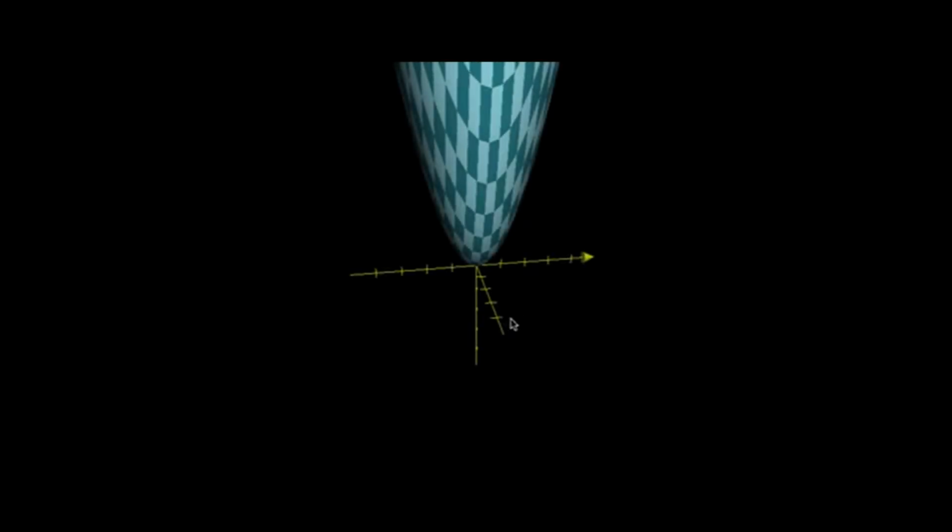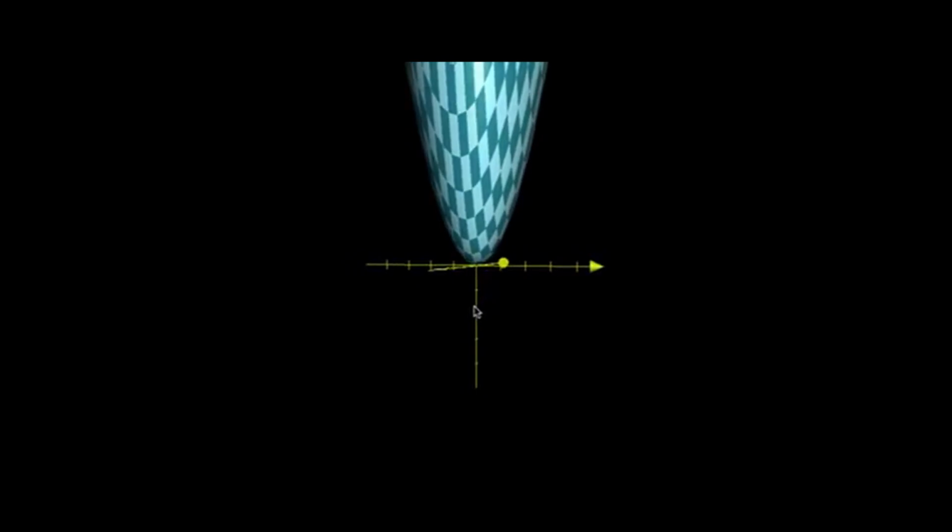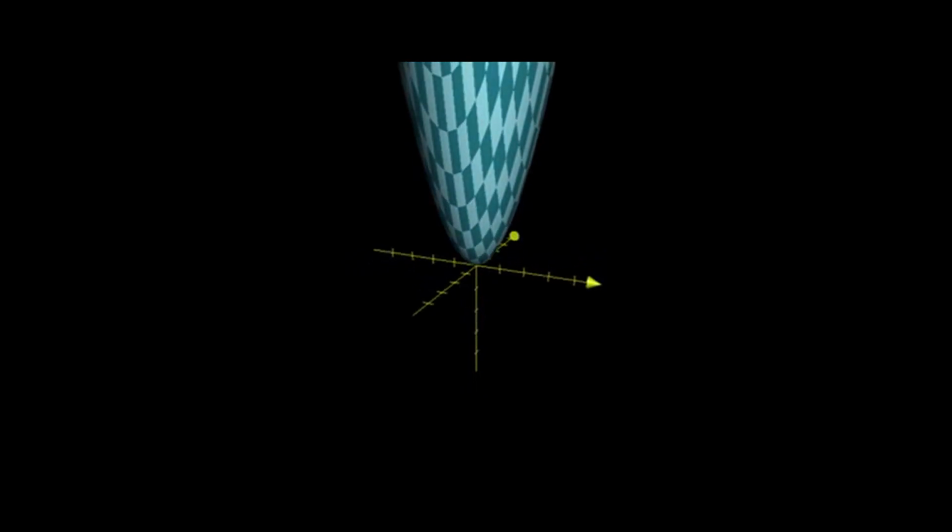Hello everyone. So what I'd like to do here is describe how we think about three-dimensional graphs. Three-dimensional graphs are a way that we represent a certain kind of multivariable function, the kind that has two inputs, or rather a two-dimensional input, and then a one-dimensional output of some kind. So the one that I have pictured here is f of xy equals x squared plus y squared.